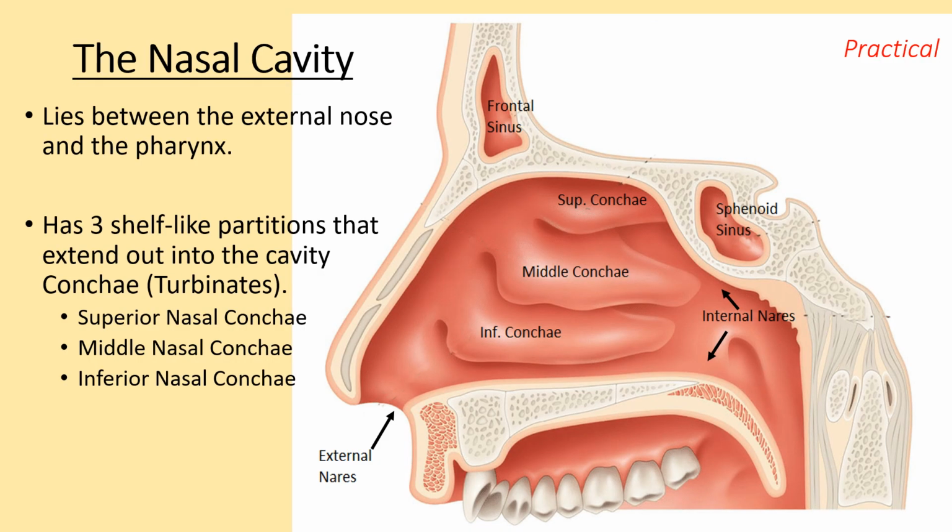So our nasal cavity. This is going to be between my external nose and the pharynx. It has three shelf-like partitions that extend out. We call them concha. The rest of the world calls them turbinates.